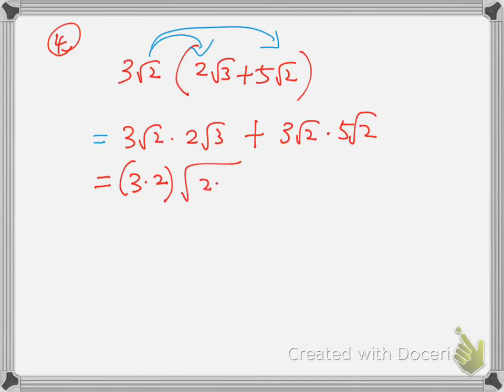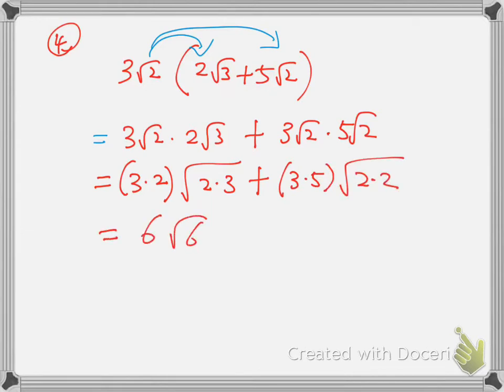The radical sign, 2 and 3 inside. For the second product, 3 and 5 outside, and then 2 and 2 inside. So this is 6 radical 6 plus 15 times the square root of 2 squared. So this is number 2.